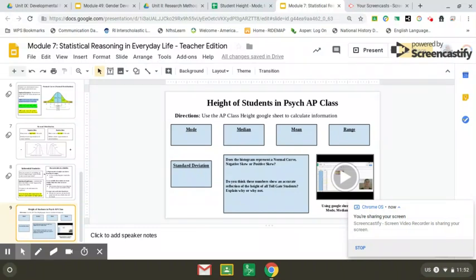At the end of this set of notes, we're going to ask you to calculate a few things for the average height of students in the classroom. So the mode, the median, the mean, the range, and a standard deviation. And then we're going to ask you about the skew. So here's how we're going to get the data for that information.